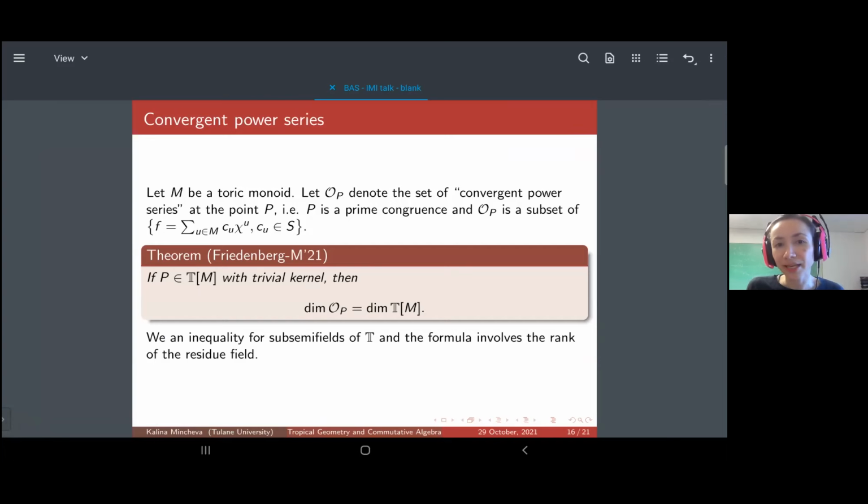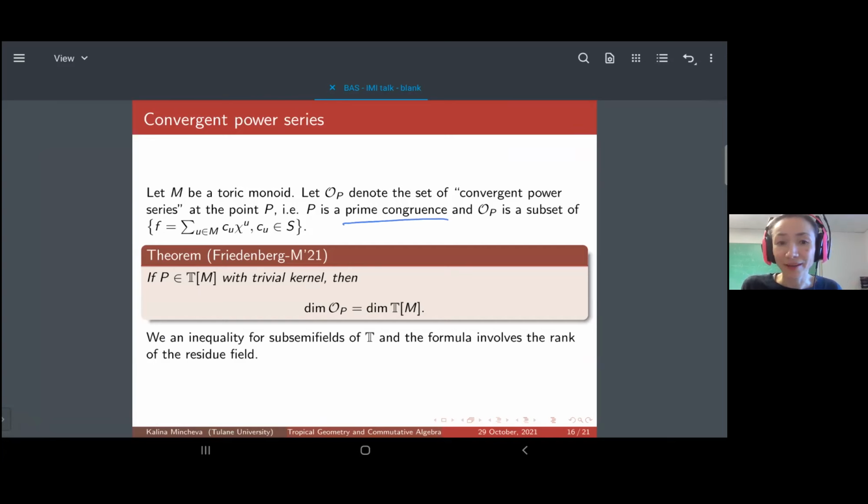So if I look at convergent power series at a point, and by point I mean a prime congruence, then this is some local object, and a crude dimension in commutative algebra captures the dimension of these local objects. So we get the same thing here.